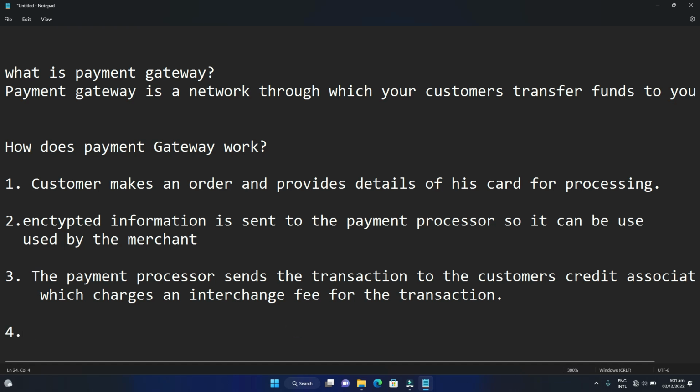So the next step is, if the card is valid and has enough funds to cover the purchase, there are no holds or freezes on the card, then the transaction is approved. So if the card is valid, the transaction will be approved. You get it? So that's the next step. If the card is valid, the transaction then goes on to be approved.